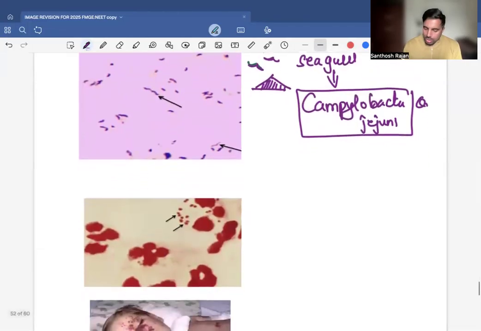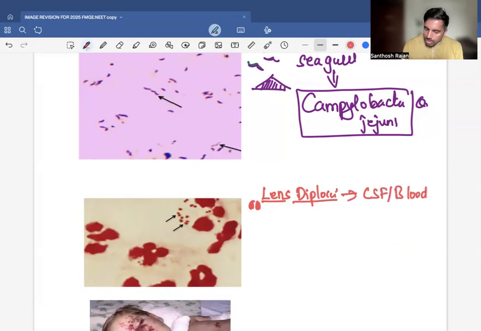Okay. Now, look at this one. Here, again, intracellular, you see sort of lentil shaped, lens shaped diplococci in CSF. Usually it will be CSF or blood, doesn't matter. This is a gram negative. Gram negative diplococci, then that is your Neisseria meningitidis. Meningitis. You know this one very well.